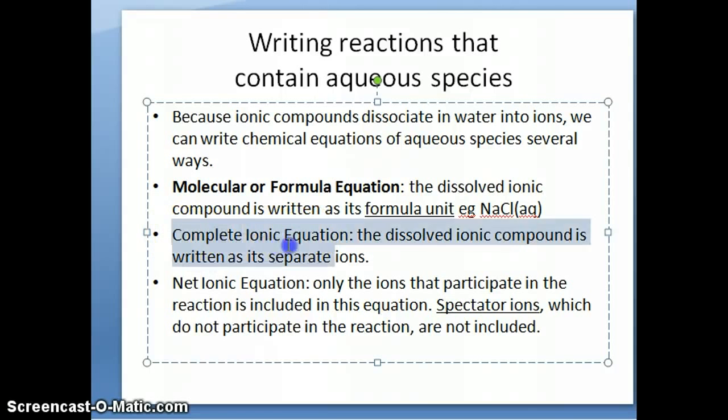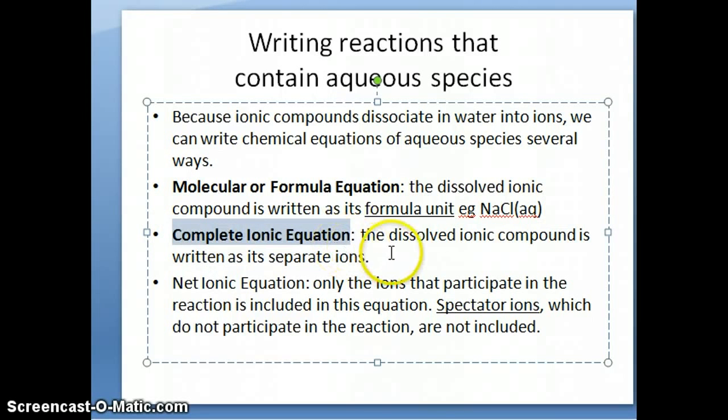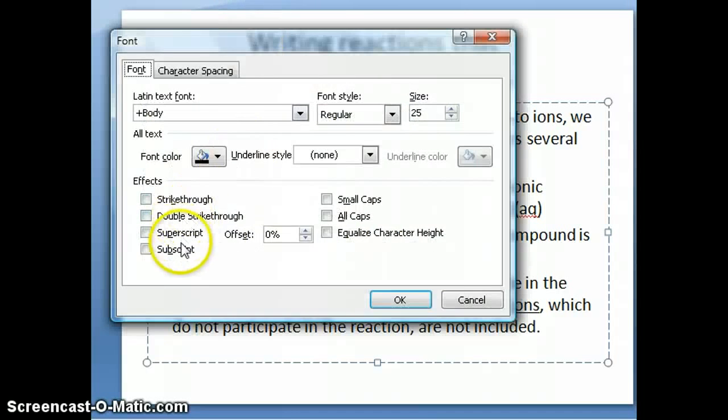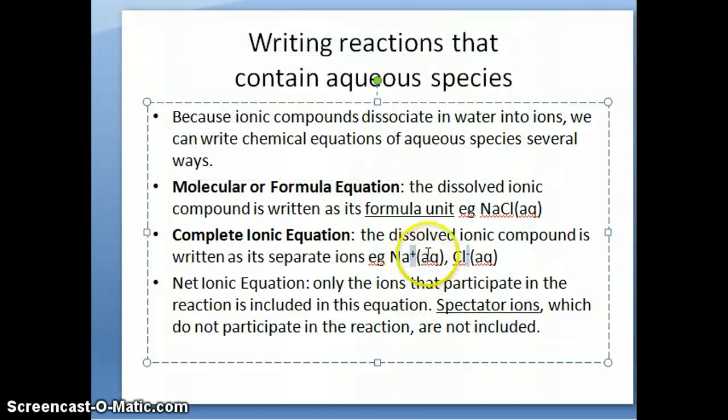The second type of equation is something we call the complete ionic equation, which means that instead of writing sodium chloride as sodium chloride aqueous, you're going to write it as Na+ aqueous and Cl- aqueous. That's what we call the complete ionic equation, where we just write out all the ions.